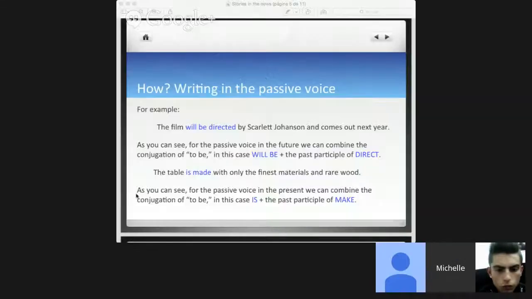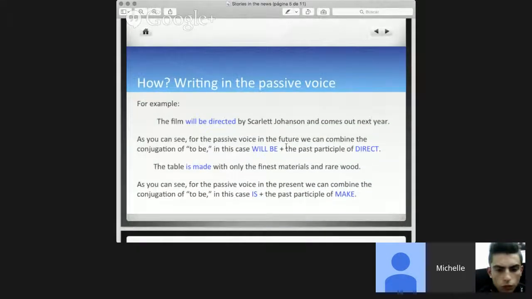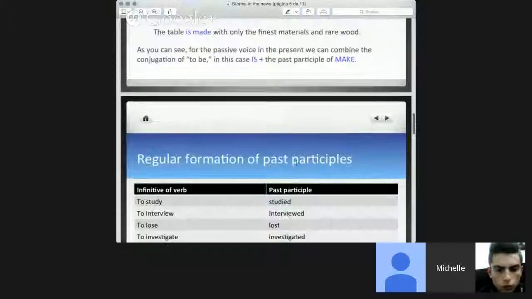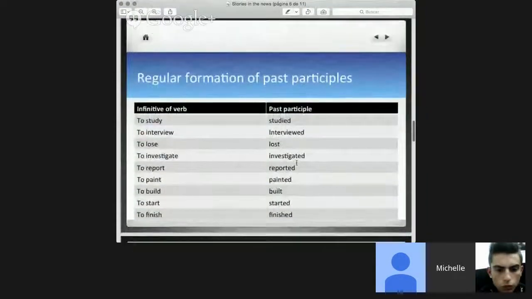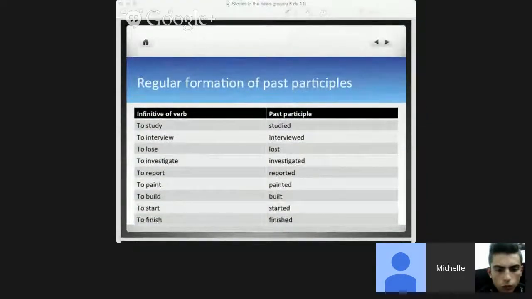Okay, so any questions on how to form the passive voice, Simon? Or do you think you got it? It's fine. Okay, good. So let's look at how we form it. So this is how we do the first part, right? The verb to be. So we can do will be, is, are, were, was. And then the second part, right, is past participles. So there's irregular past participles and regular past participles.